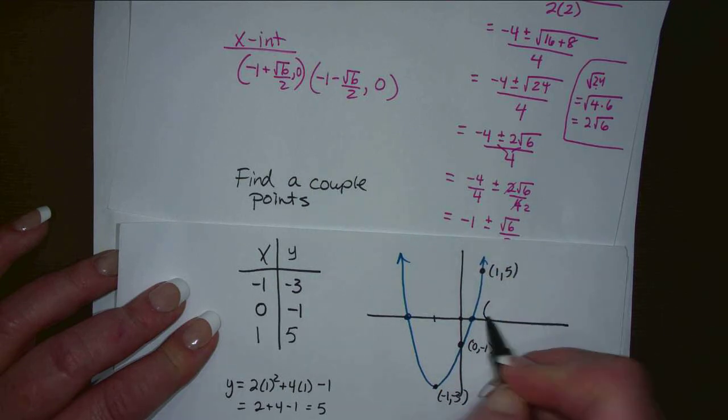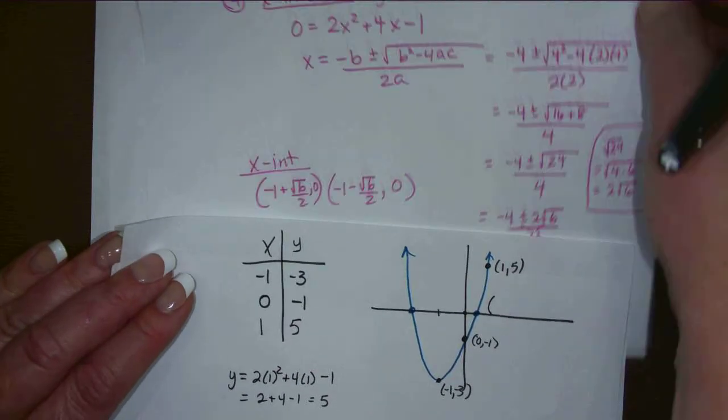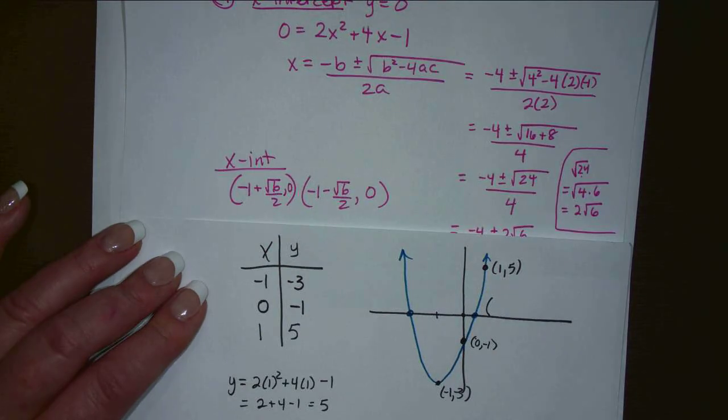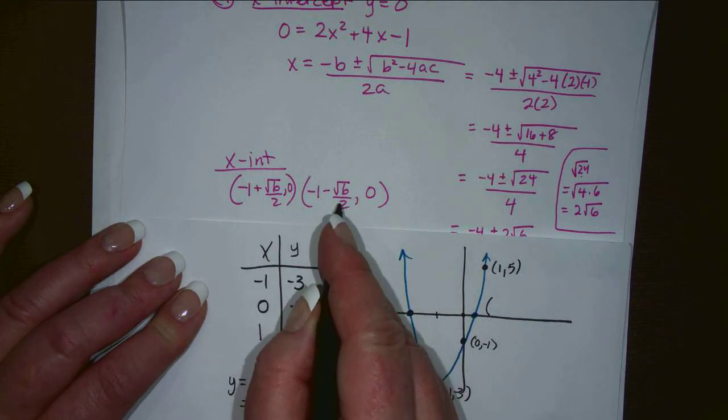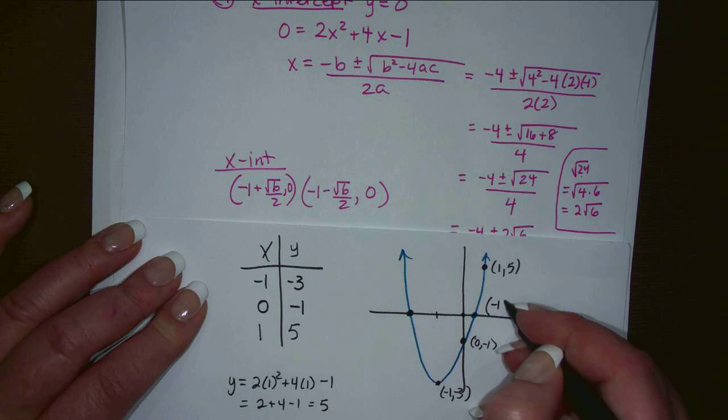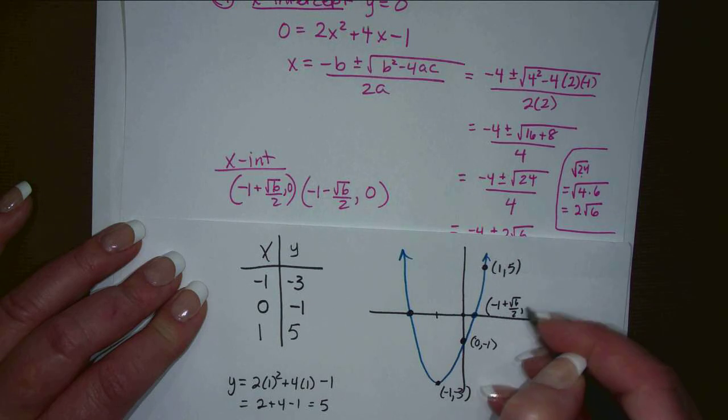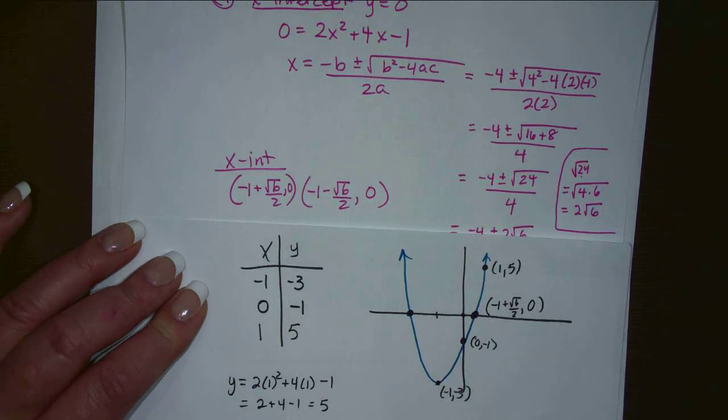Which one would this be? The other one's over here. The plus, right? It's the bigger one. If we subtract a number, it would be the smaller one. So we would say minus 1 plus root 6 over 2, comma 0. Now we've labeled that point. Now what about this side?